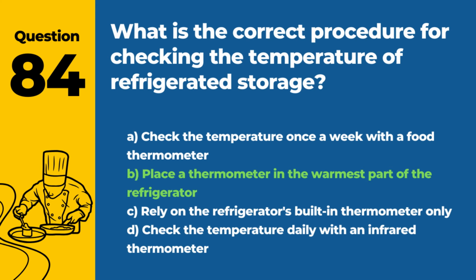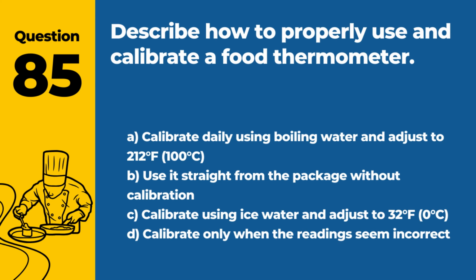Answer: B. Place a thermometer in the warmest part of the refrigerator. The correct procedure is to place a thermometer in the warmest part of the refrigerator and check it regularly to ensure a proper temperature. Question 85. Describe how to properly use and calibrate a food thermometer. A. Calibrate daily using boiling water and adjust to 212 degrees Fahrenheit, 100 degrees Celsius.